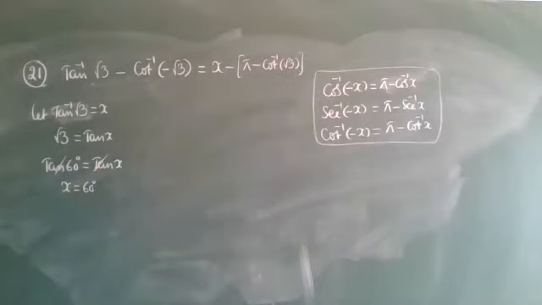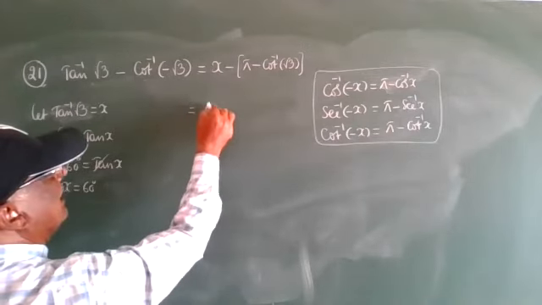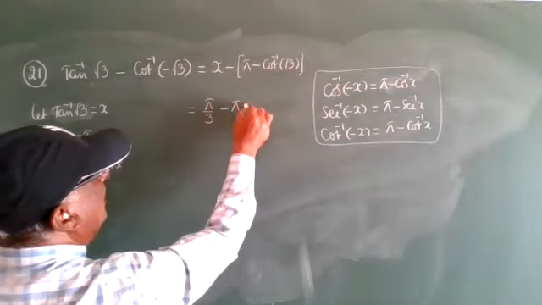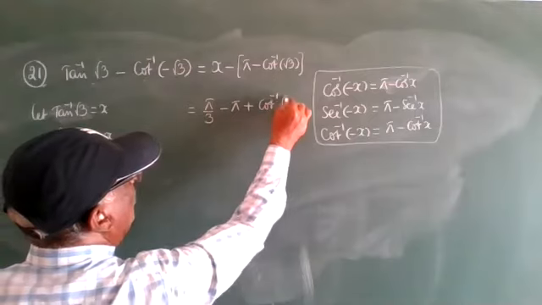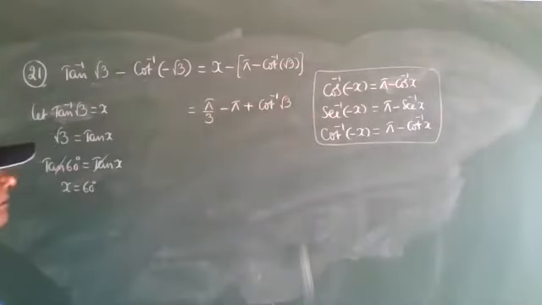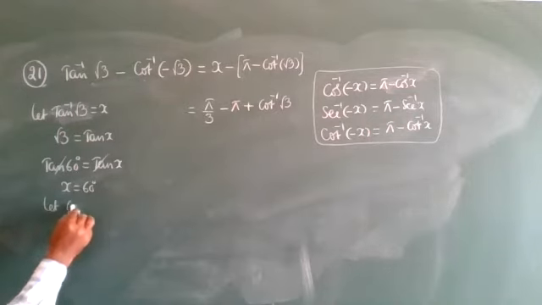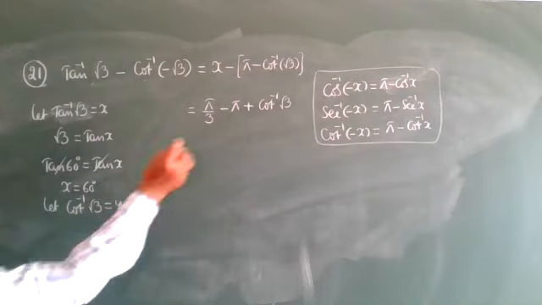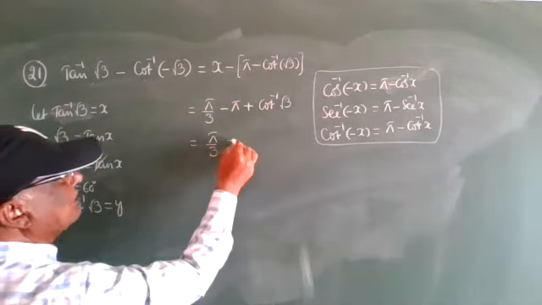Is it correct? Cot inverse of root 3, X angle is 60 degrees. Pi by 3 minus pi, minus is the plus cot inverse of root 3. Okay? Cot inverse of root 3, let it be y. So write down here: pi by 3 minus pi.